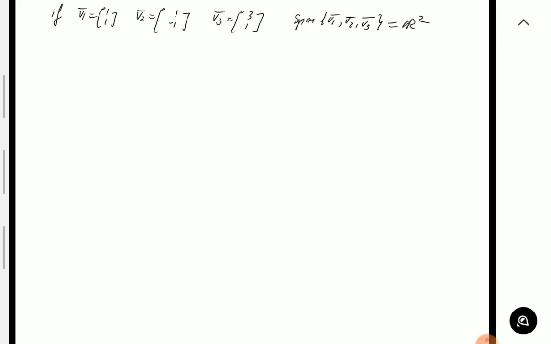Okay, so let's do another example. Let's say I'm asking this time if these 3 vectors, let's take 3 vectors in R2: (1, 1), (1, -1), and let's say v3 = (3, 1). Is it the case that these 3 vectors span the whole space R2 this time? These are vectors with 2 components, column matrices with 2 components.